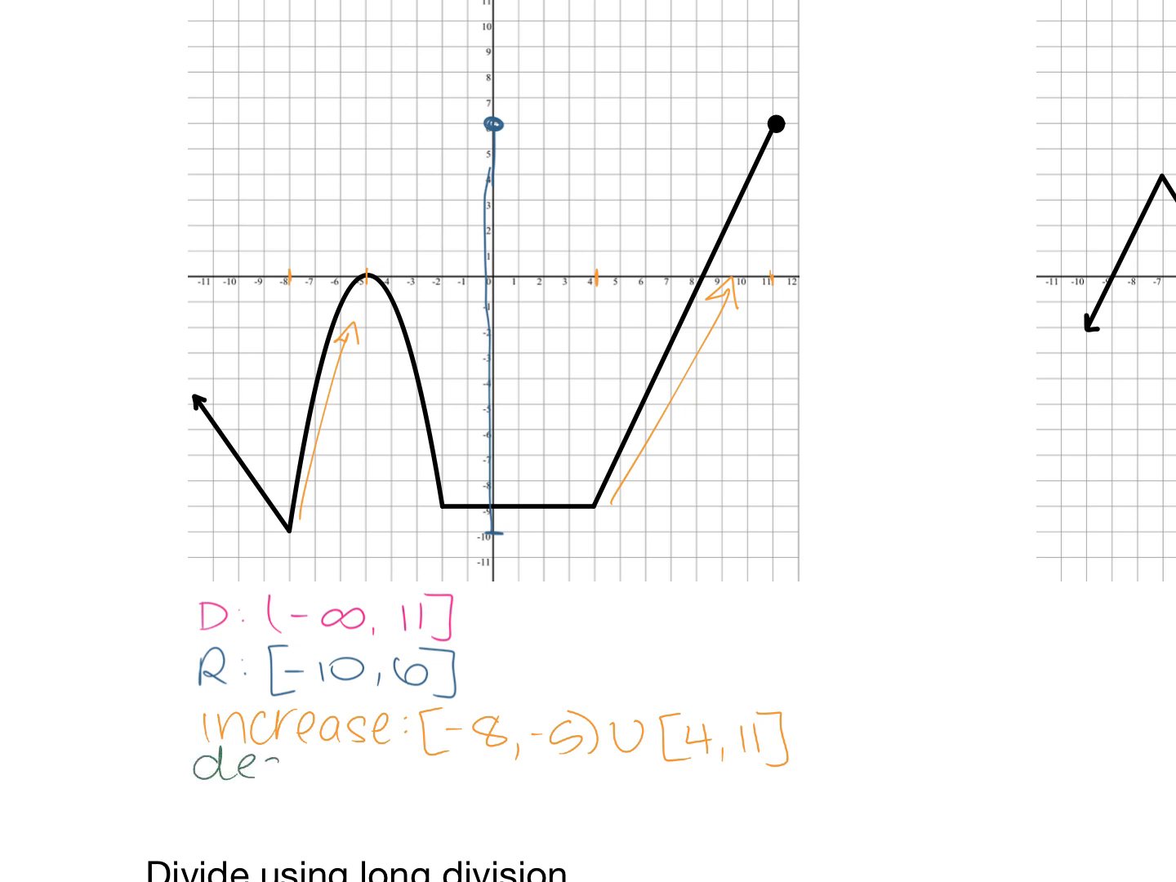For your decrease, you're going down here. You're also going down here. So that's from negative infinity up to negative 8. With a union from 5 to, where is this? Negative 5 to negative 2.